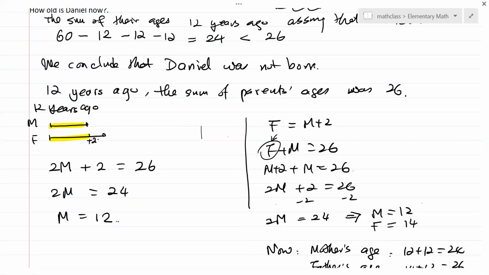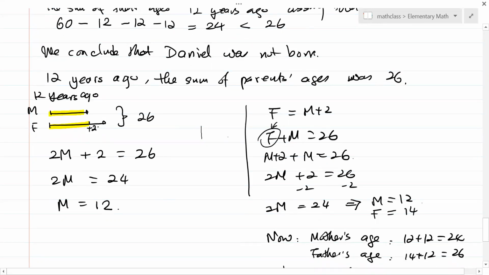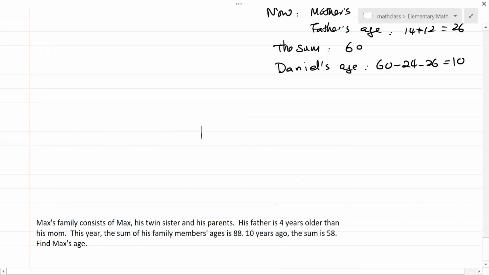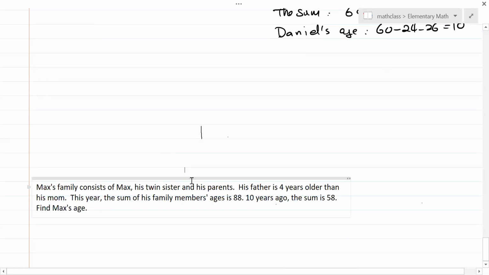But if you look at the picture, when you add them together, 26, how do you add them together? 2 identical yellow pieces plus 2, and then this added together should be 26. So 26 minus 2 should be double the mother's age. The rest of them would be the same. So let's look at the second problem.